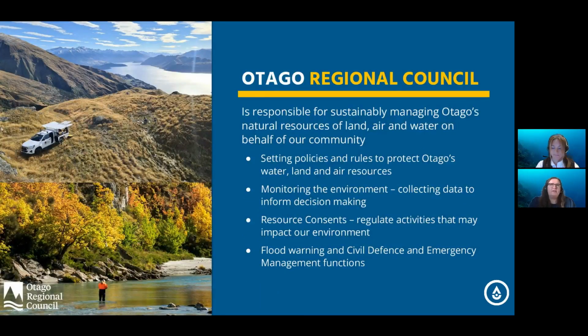So in terms of the Otago Regional Council, the Regional Council is responsible for sustainably managing Otago's natural resources, including land, air, water, on behalf of the Otago community. So we do this by setting policies and rules to protect Otago's resources. We also do it by monitoring the environment so that we can use that data to inform decision making, both within council and information being passed out to the public.